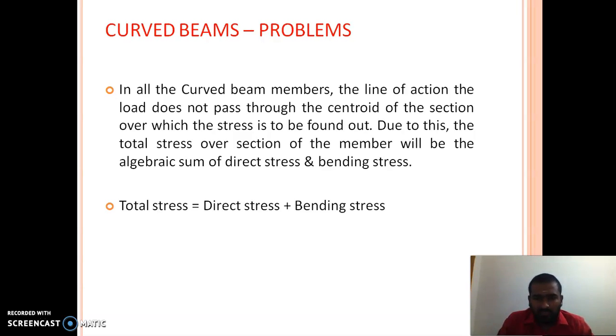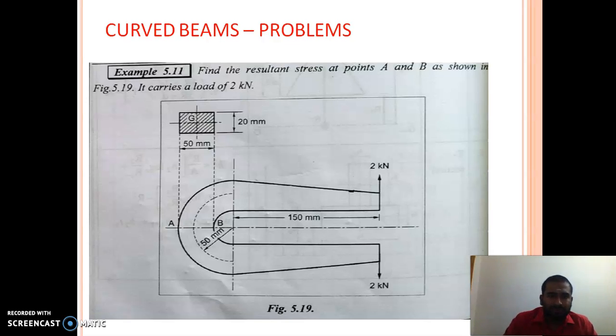So how will you calculate the direct stress? It's very simple. It's how you calculate stress in an axial member: load divided by cross-sectional area, P divided by A. How do you calculate bending stress? To calculate bending stress for curved beams, we know the expression. Upon adding these two, you will get the total stress in the cross section. So in almost all curved beam problems, we have to find two stresses: one due to direct stress, which is P by A, and one due to bending stress, for which we know the expression. So we will go into the first problem.